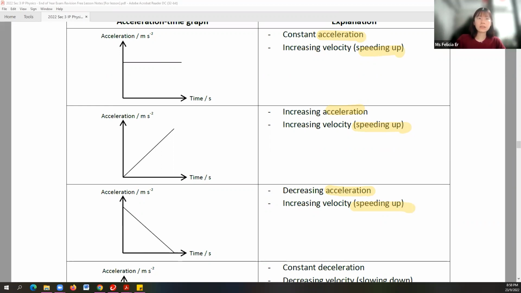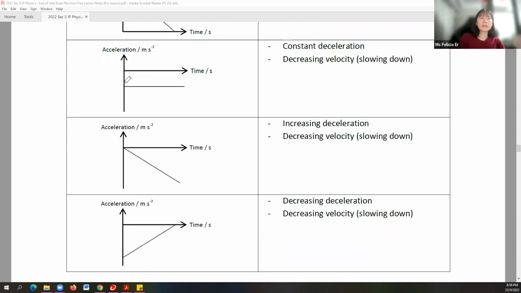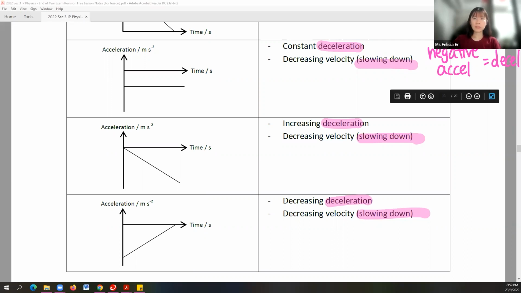I move down. Okay, so for the next part, as long as it is below the x-axis, it will be this. You can use another color highlighter. As long as you are decelerating, because negative acceleration is deceleration. Negative acceleration is deceleration. Should be done highlighting and writing by now, right? I'm moving on in 5 seconds. 5, 4, 3, 2, 1.